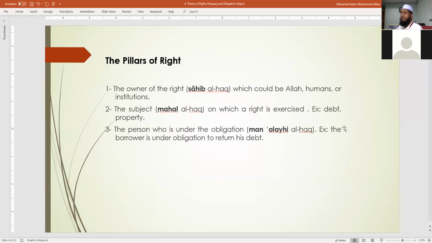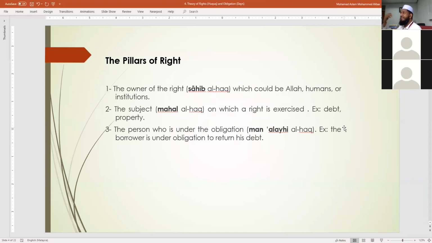Now, a son can become Sahib al-Haq, the owner of the right, because the father is the reason why the son came to this universe, right? So the son has the rights, and the father has to fulfill the rights. So now the son will become the Sahib al-Haq. And then the Mahal al-Haq is, for example, in the case of Allah, worshipping. Worshipping is the thing that you have to exercise. So worshipping will become the subject, Mahal al-Haq.